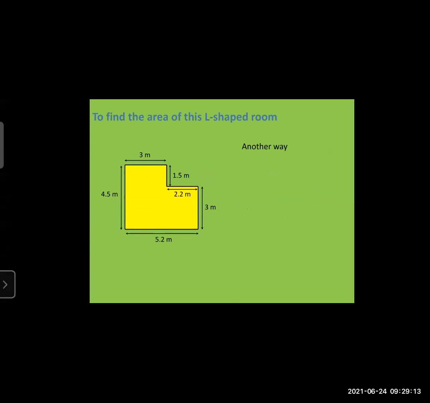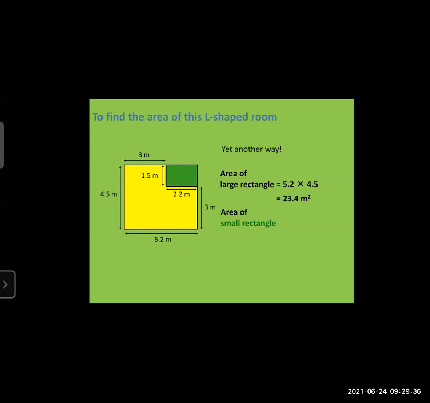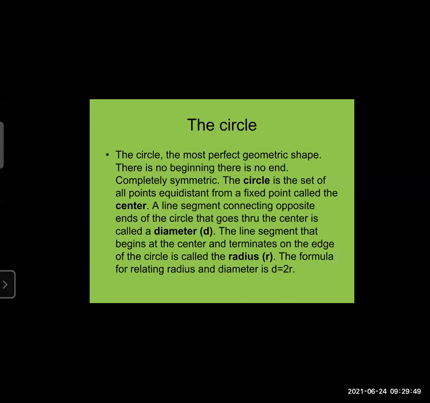Second way, we divide the figure into two parts horizontally, A and B. Again, one by one, we find their area and then add them. Third, in the third case, we find the area of the larger rectangle and then find the area of the smaller rectangle, and then we subtract the smaller rectangle from the larger one, then we get the area of the L-shaped room.